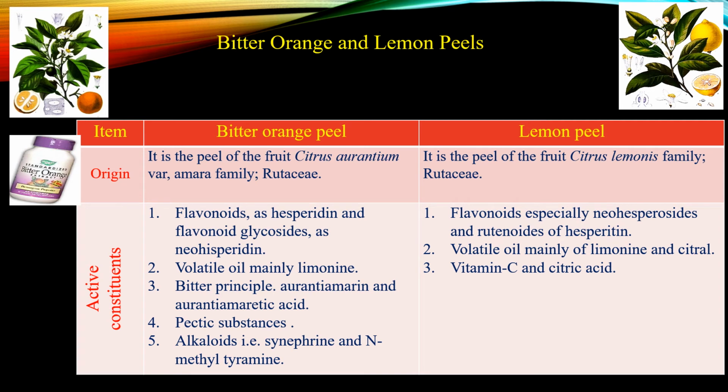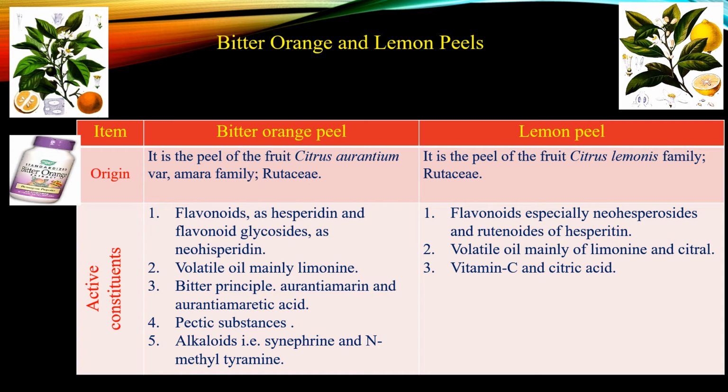We have two parts of fruits, which are the bitter orange peel and lemon peel. As we discussed before, Colocynth was a part of the fruit, the pulp over the inner layer of the fruit. Here we are dealing with the outer part of the fruit in bitter orange and in lemon.